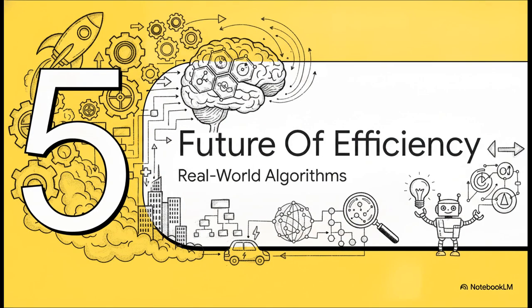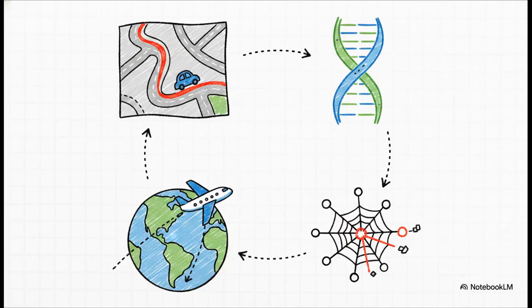Section 5. The Future of Efficiency. Real-World Algorithms. You know, these optimization strategies, they aren't just dry academic theory. They are actively powering your daily life. Right now, algorithms are routing your navigation apps through live traffic by calculating the shortest paths completely on the fly.